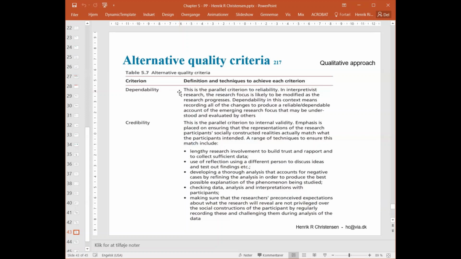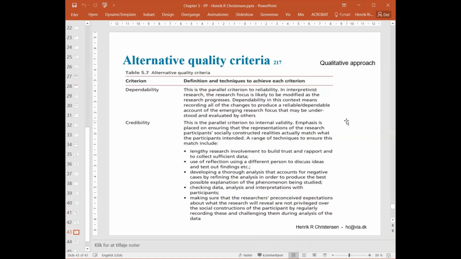And it says this is the parallel criterion to reliability. So dependability is about recording all of the changes to produce a reliable, dependable account of the emerging research focus that may be understood and evaluated by others. So it's about recording, it's about documenting. It is really important that we can document and make sure that we have recorded everything, because that means we can go back and say, okay, this is how it was done. Okay, then we can depend on it.